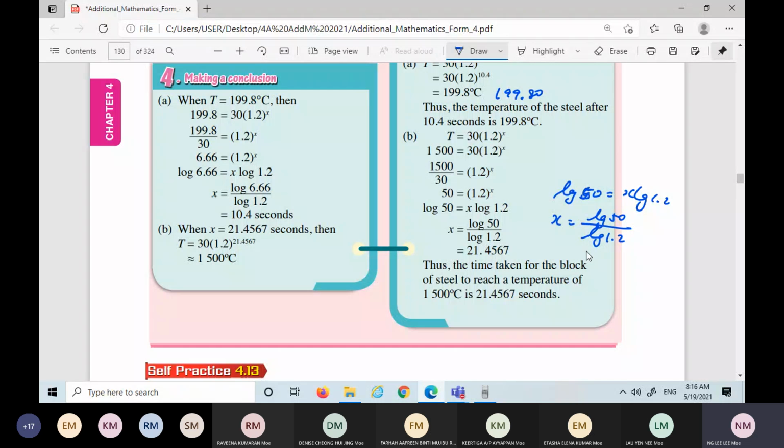Just press the calculator to get the answer. The x is the second, so 21.4567 seconds. Actually, 4 significant figures is good enough. Remember this one got the plus 1, so you can write 21.46 seconds, with a minimum of 2 decimal places.